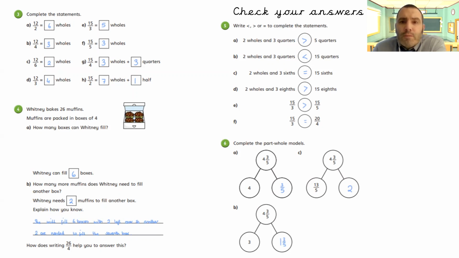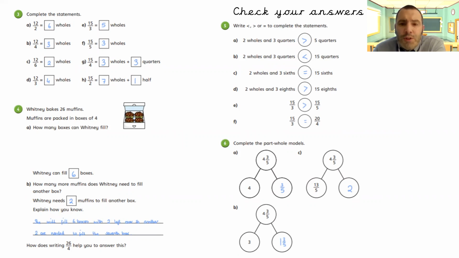Question 5. A, 2 wholes and 3 quarters is greater than 5 quarters. B, 2 wholes and 3 quarters is less than 15 quarters. C, 2 wholes and 3/6 is equal to 15/6. D, 2 wholes and 3/8 is greater than 15/8. E, 15/3 is greater than 15/5. F, 15/3 is equal to 20 quarters.